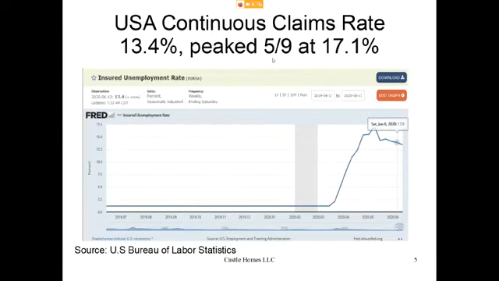All right, so continuous claims are the second, third, fourth, fifth times you file for your weekly unemployment claim. We peaked at 17.1% on 5/9, currently at 13.4 for the week ending 6/13, which was last week. And that's an improvement over the week prior at 13.9. So things are going in the right direction.